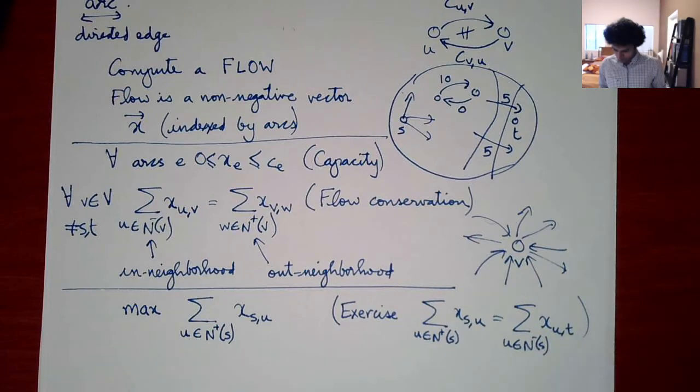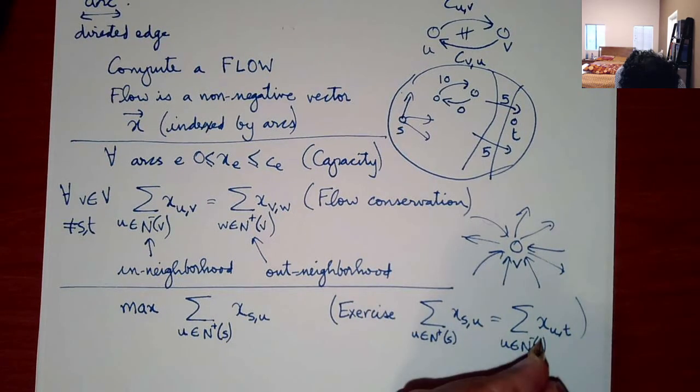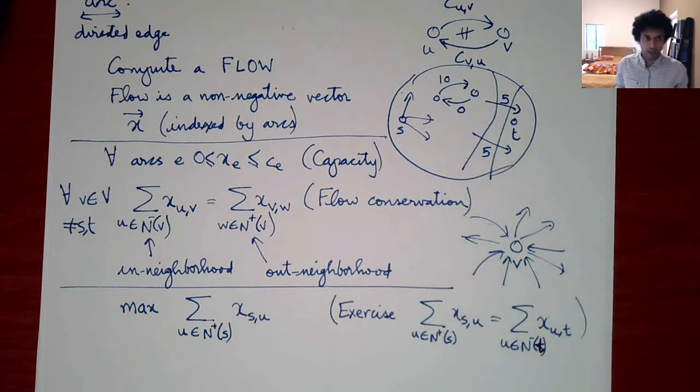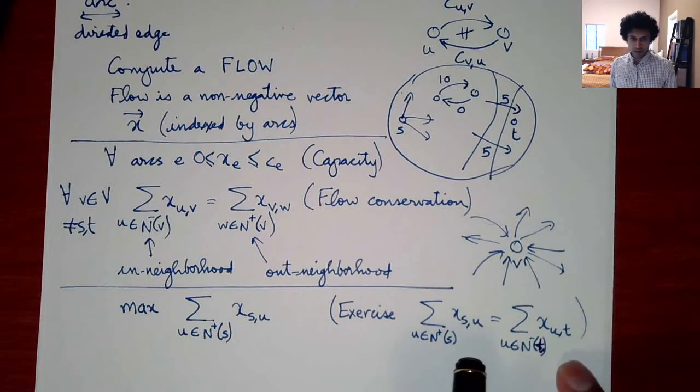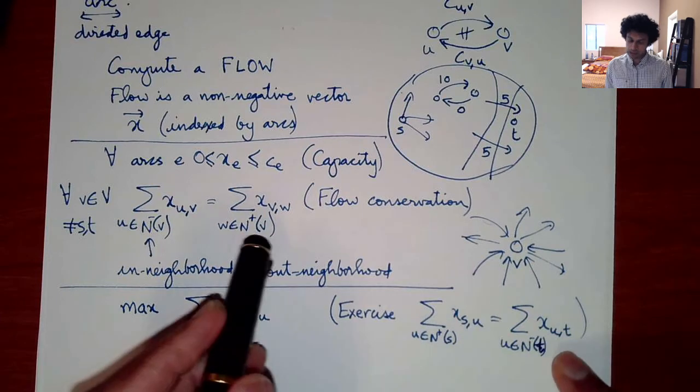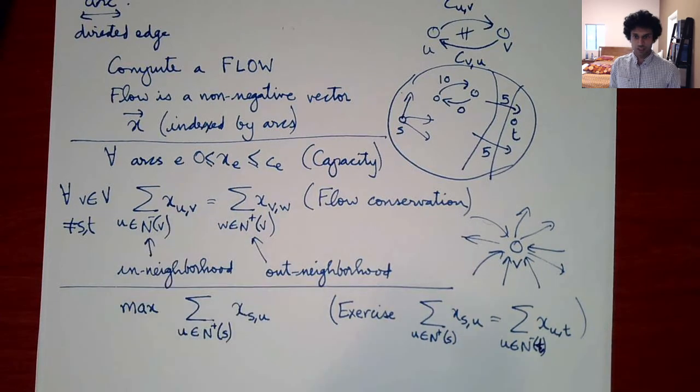Okay? Just one little note. Did you mean T at the bottom right? The in neighborhood of T? The in neighborhood of T, thank you very much. Yes, you're right. It's the in neighborhood of T. Thank you. And by the way, you can prove this by basically summing all the flow conservation constraints at all the other vertices. And you'll see that everything else cancels out, except for these terms.